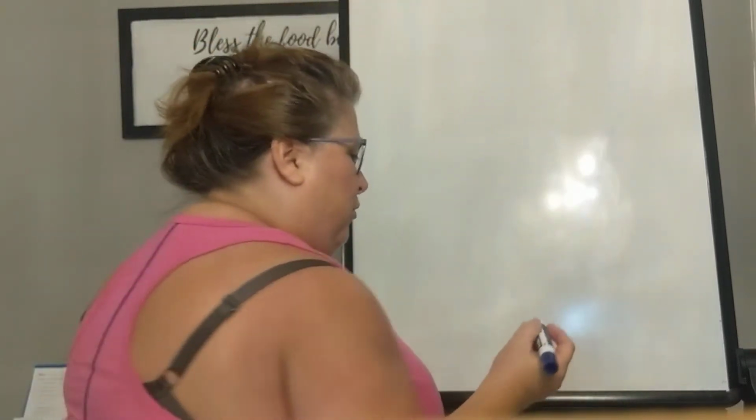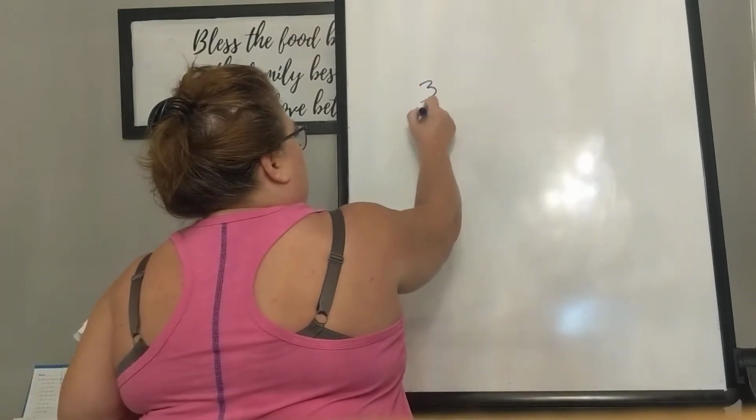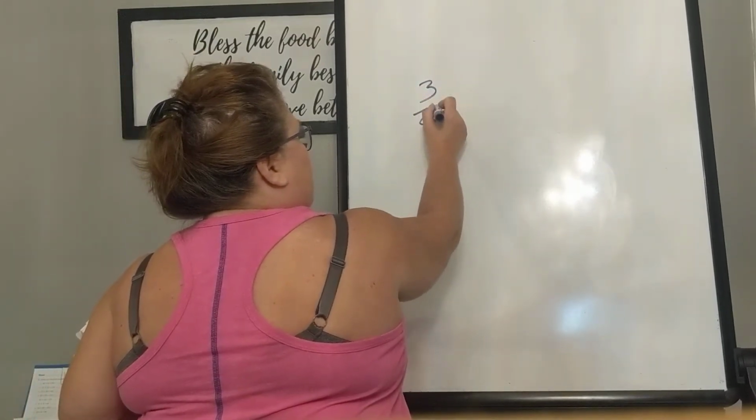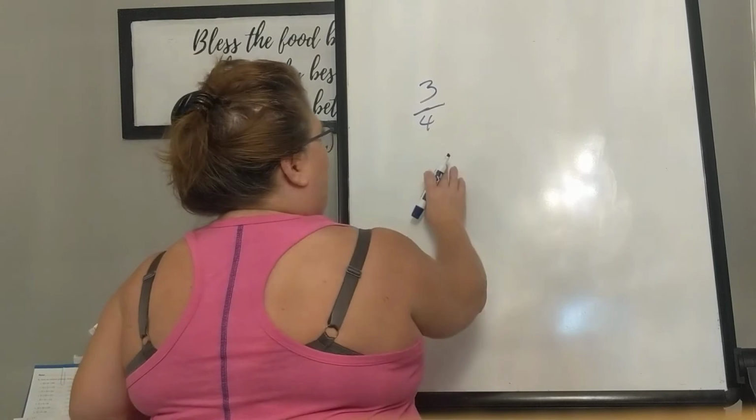Alright, guys, so this is our math class. Today we are talking about changing fractions to decimals. When we change a fraction to a decimal, we keep our fraction bar in mind. Remember, we can read 3/4 as 3 divided by 4. Our fraction bar means divide.